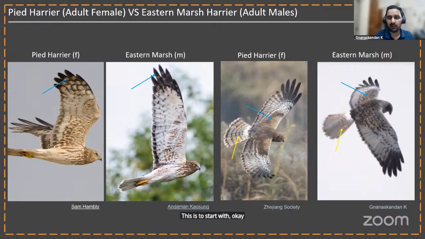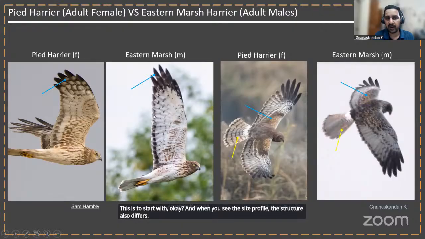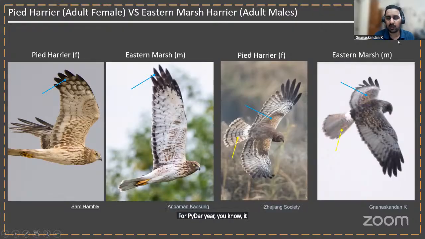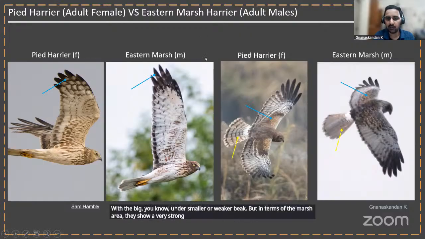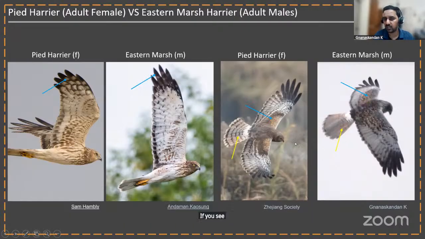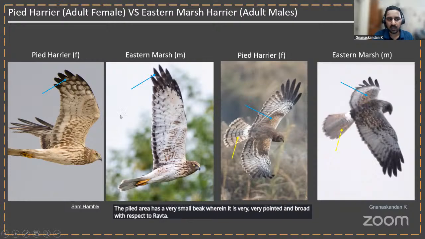And when you see the side profile, the structure also differs. The pied harrier has a more parabolic and owlish face with a smaller or weaker beak, whereas the Marsh harrier shows a very strong beak. In the side profile, if you see the second set of images, the pied harrier has a very small beak, which is pointed, and broad with respect to the Eastern Marsh harrier.